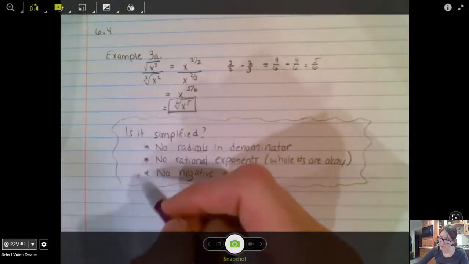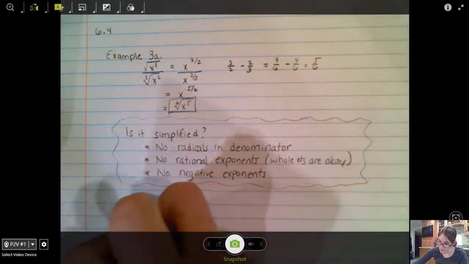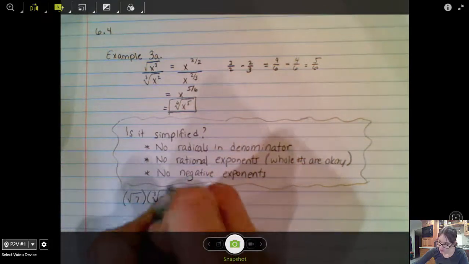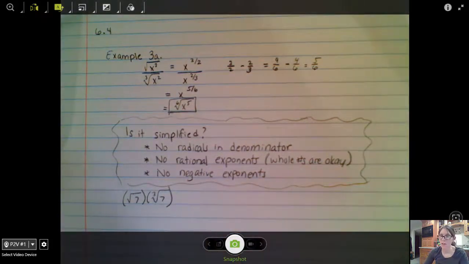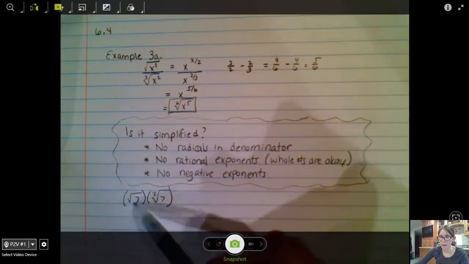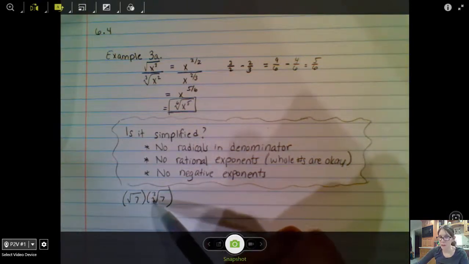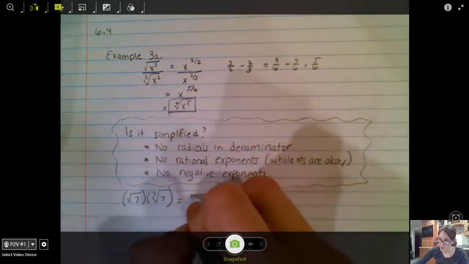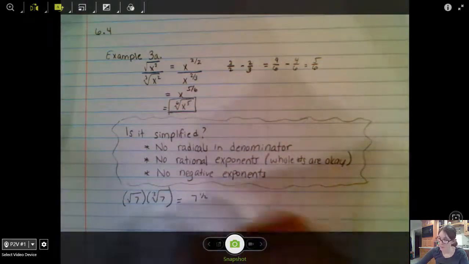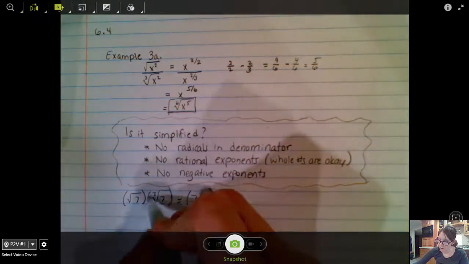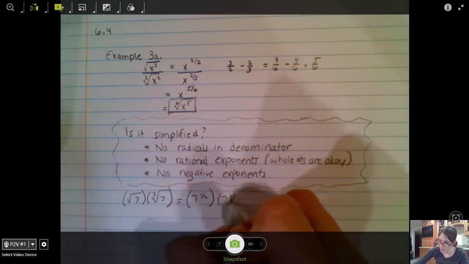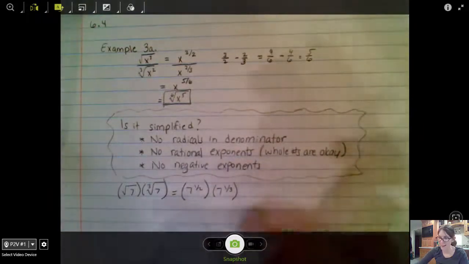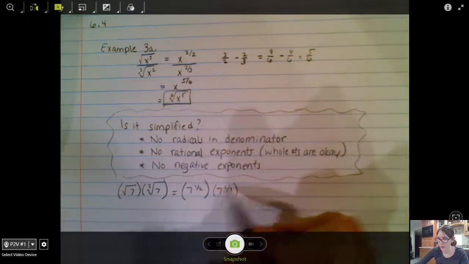Okay, another example of simplifying, if I had the square root of 7 times the cube root of 7, we saw something like this in yesterday's videos, where right now I can't actually multiply these because I have a square root and a cube root. The index is different. But square root of 7 is 7 to the 1/2 power. Cube root of 7 is 7 to the 1/3 power. And exponent properties say we add these together.